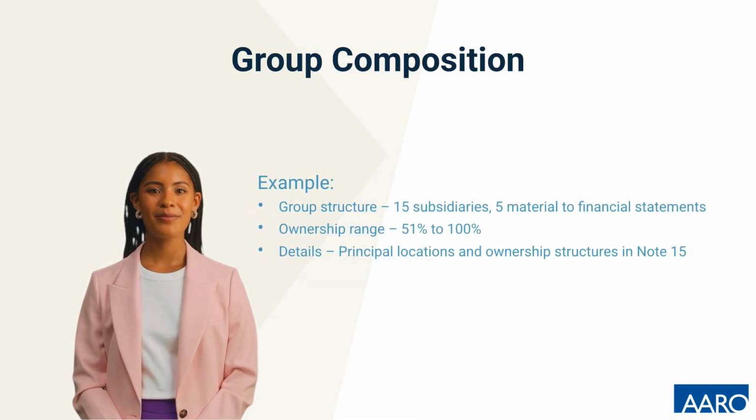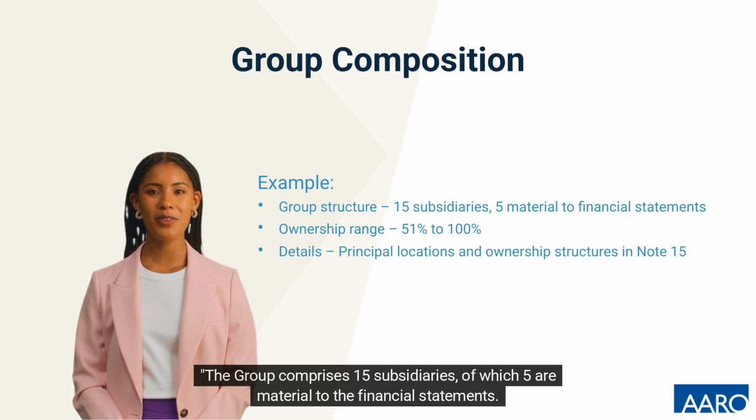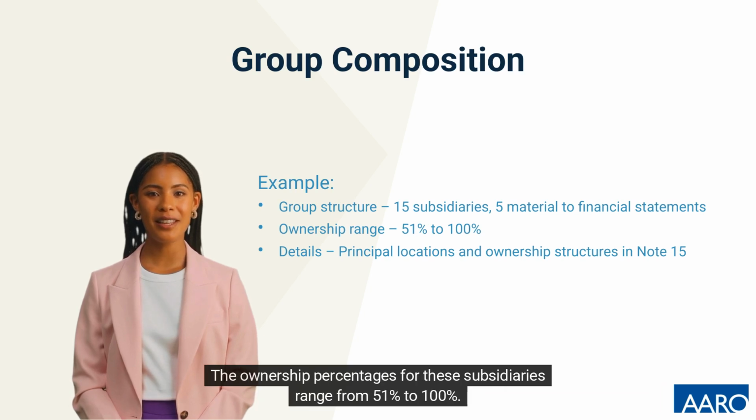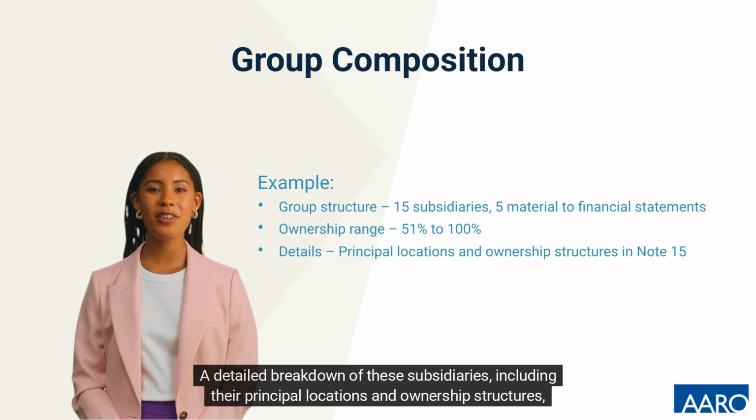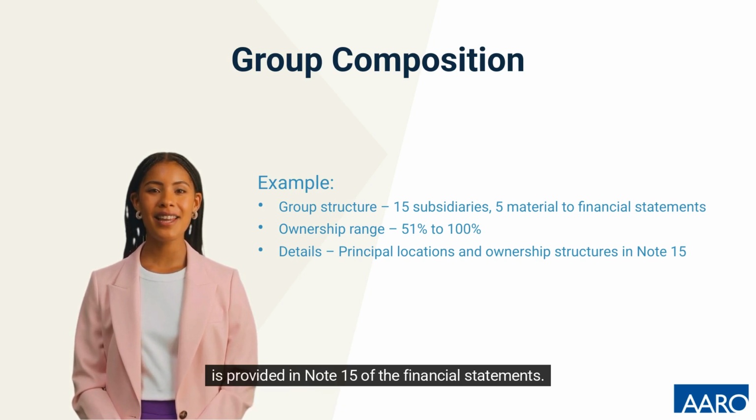For example, the group comprises 15 subsidiaries, of which 5 are material to the financial statements. The ownership percentages for these subsidiaries range from 51% to 100%. A detailed breakdown of these subsidiaries, including their principal locations and ownership structures, is provided in Note 15 of the financial statements.